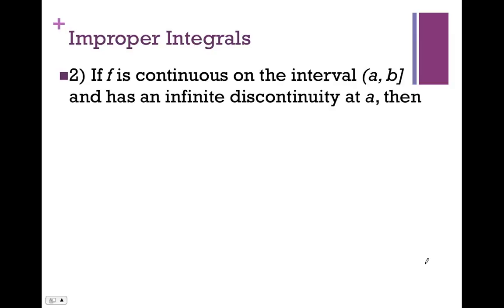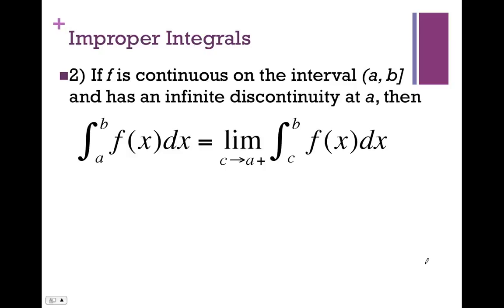Okay, let's say my infinite discontinuity is at a instead, is at the lower limit of integration. Same thing. I'm going to replace the integral from a to b of f of x dx with a limit as c approaches that a from the right now of the integral from c to b of f of x dx. This is really similar to what we did with the infinite limits of integration, except we need to worry about what side we're approaching from. These are one-sided limits.